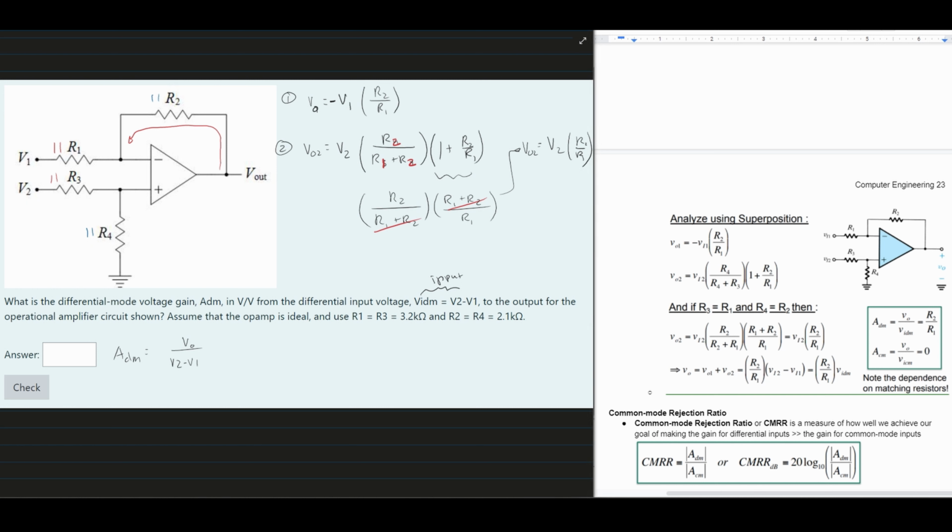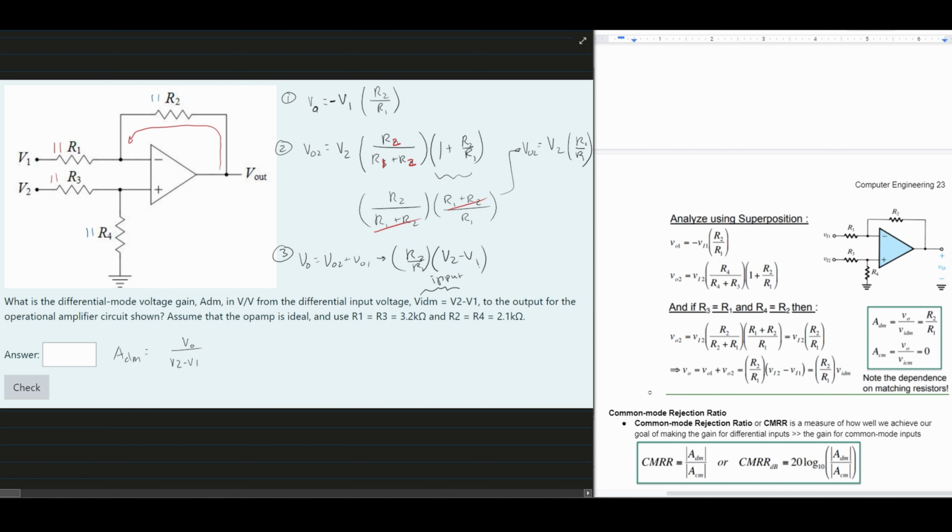And with that in mind, we know that the total V output is just going to be equal to the V output 1 plus V output 2. So in step 3, we'll have V output is equal to our VO2 plus VO1. We can see that we have like terms, R2 over R1, R2 over R1. So we're just going to factor these out, R2 over R1, and then we're going to have our V2 minus V1, because we have our V2 here, then negative V1 here.